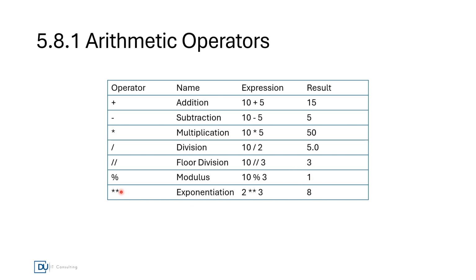Then double star, this is used for exponentiation. So when you have 2 double star 3, it means 2 into 2 into 2, which is 2 into 2 is 4, 4 into 2 is 8. So we get the result. So it's basically 2 raised to the power 3.